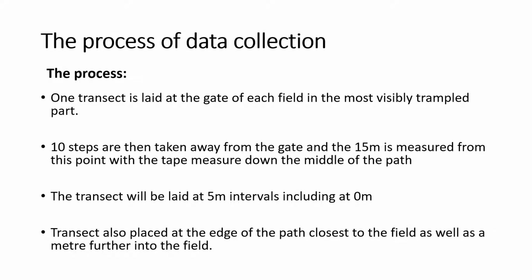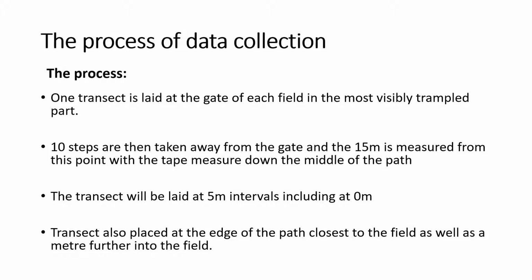The process of data collection begins with the transect being laid at the gate of each field where the path is most visibly trampled. This provides an opportunity for comparison with gates in other fields as well as with the results collected from the pathways. Following this, 10 steps will be taken away from the gate and the 15 metres is measured from this point down the middle of the path utilising the tape measure.